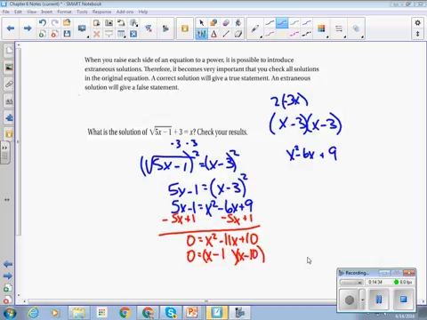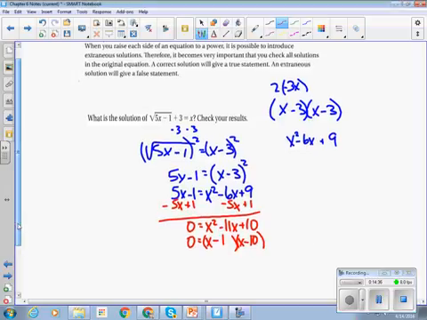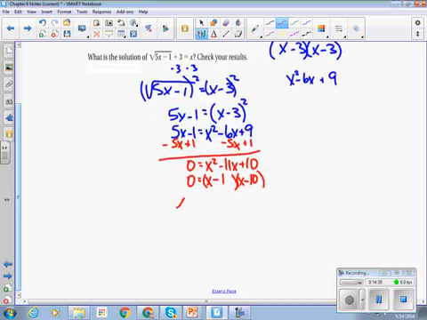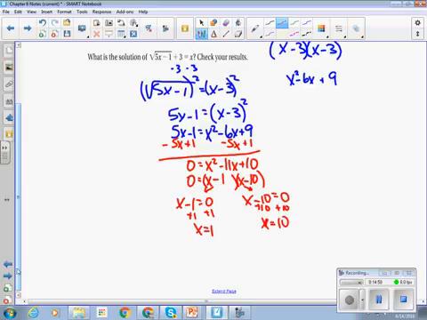So now here are my two solutions. I have x minus 1 equals 0 and x minus 10 equals 0. So both of these become a part of our solution. Adding 1 to both sides, I get x equals 1 and x equals 10.